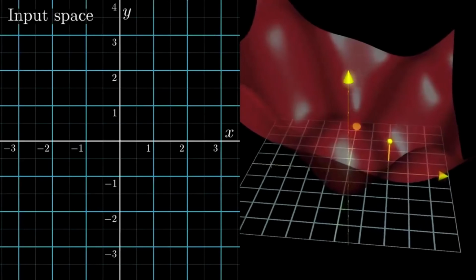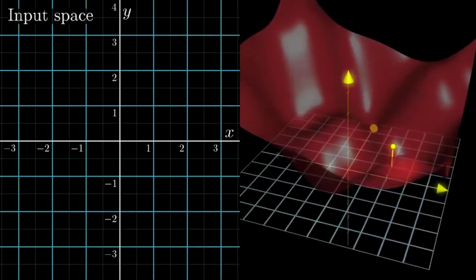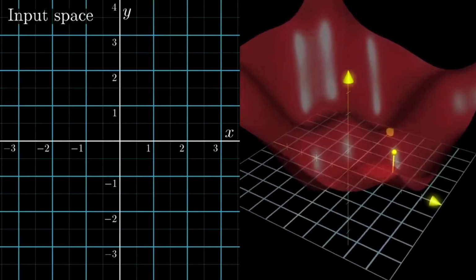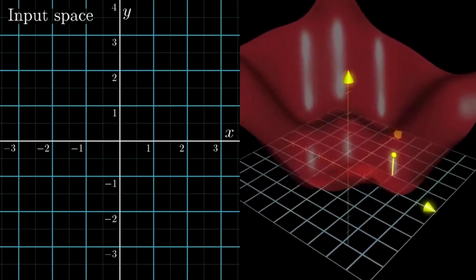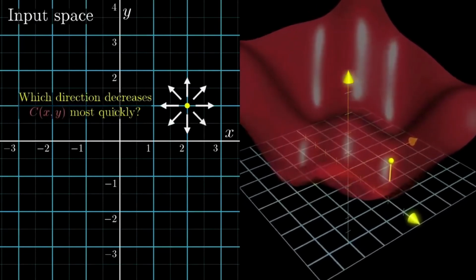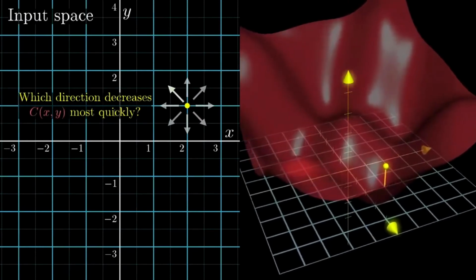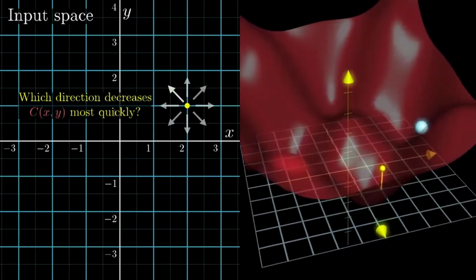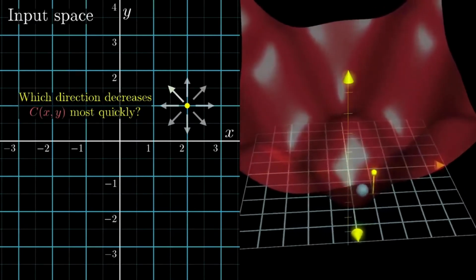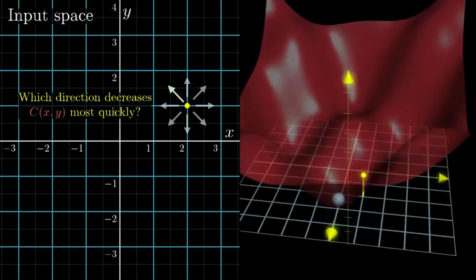Bumping up the complexity a bit, imagine instead a function with two inputs and one output. You might think of the input space as the xy plane, and the cost function as being graphed as a surface above it. Now, instead of asking about the slope of the function, you have to ask which direction should you step in this input space so as to decrease the output of the function most quickly. In other words, what's the downhill direction? And again, it's helpful to think of a ball rolling down that hill.